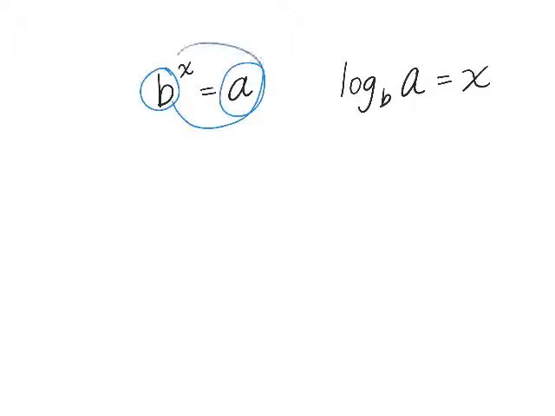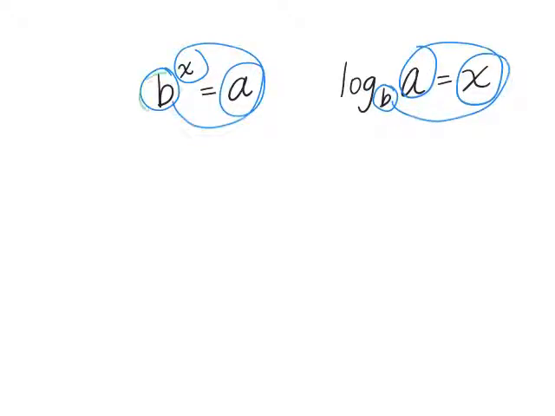Here's another way to think about logarithms. Let's say I had base b raised to the power of x equaling a. I could rewrite this in a different form, with the same meaning, as follows. It's going to be the log base b of a equals x. If I want to go backwards into the exponent form, it will be b to the x is equal to a.